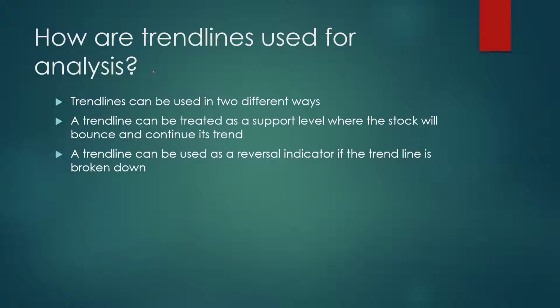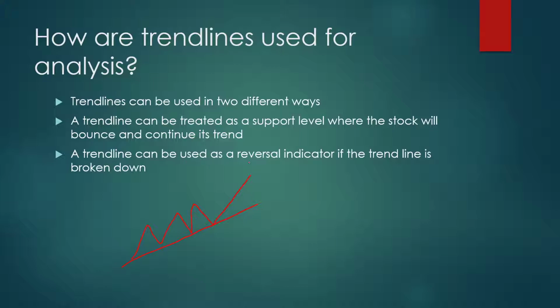How are trend lines used for analysis? Well, they can be used in 2 different ways. First of all, a trend line can be treated as a support level where the stock will bounce and continue its trend. So it's going to hit this line, hit this line, hit this line, and then right here it's going to bounce up and continue this trend line. So that's the first way you can use it.